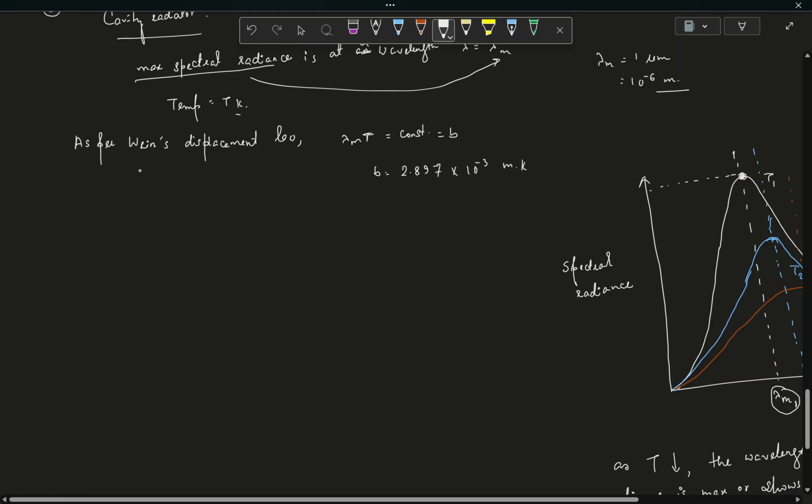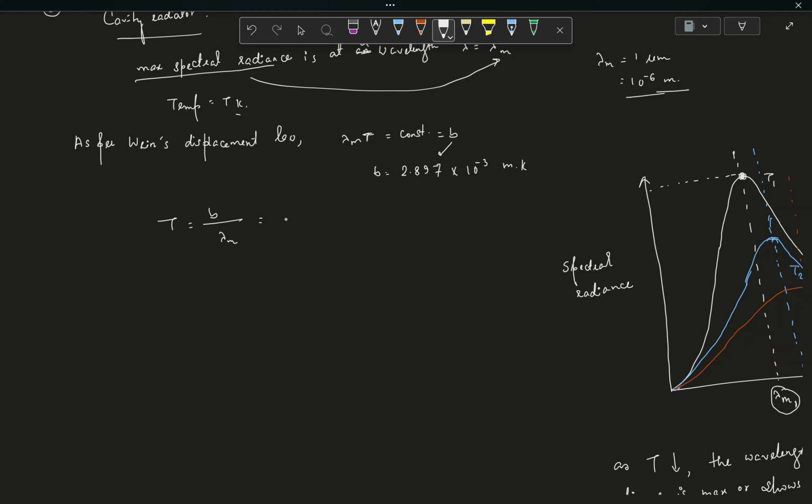Now, because we have the information about lambda m and we know the constant value B, we can calculate the T value of the body, the temperature of the cavity radiator, by using this Wien displacement law. So T is equal to just B by lambda m. The B value we can know from the question, it is 2.897 into 10 to the power of minus 3, divided by lambda m, which is also given in the question as 10 to the power of minus 6. You may not even need a calculator. This is approximately 10 to the power of 3 Kelvin as your T.